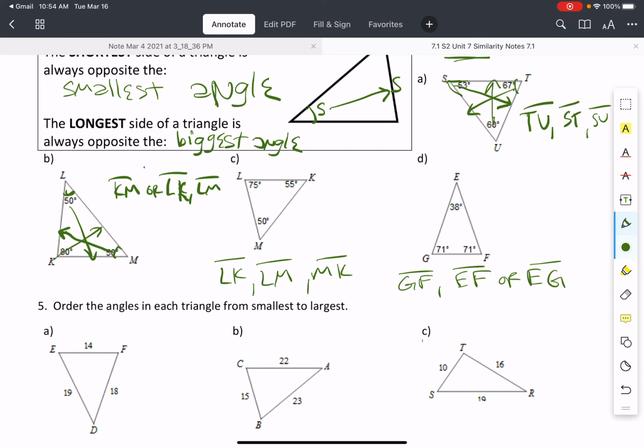Okay, good. So D, E, F. Okay, what about B? Can someone raise their hand and tell me what order is it? A, B, C. Good. Okay, someone else tell me C. C. RST. I agree.